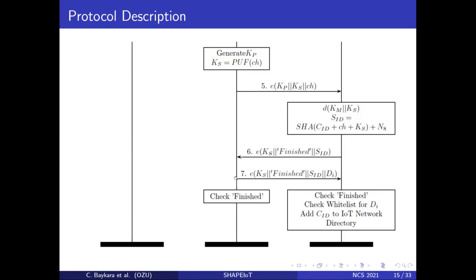And after receiving this message, the client also sends a finished message, the message 7. This message 7 also includes information about the device, some specifications about the device, which will be used for device discovery by the server. At this point, the server checks the whitelist for the specifications of the device to see if it can be added into the IoT network. And if there are no problems, the client will be added to the IoT network and a secure session is generated. That is roughly how the protocol works.